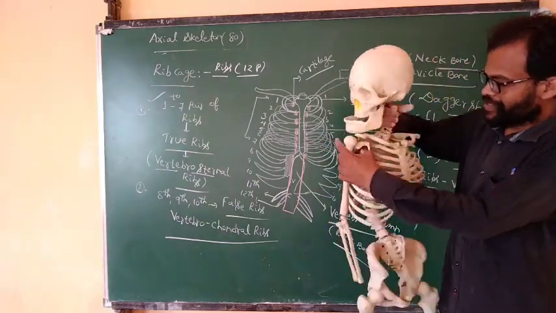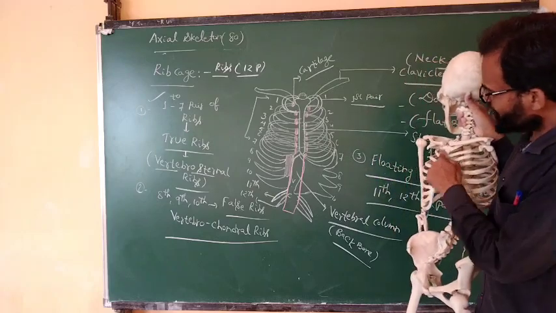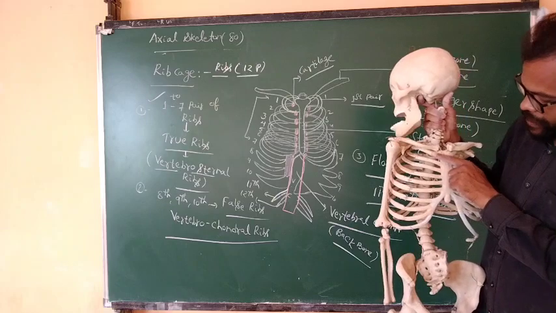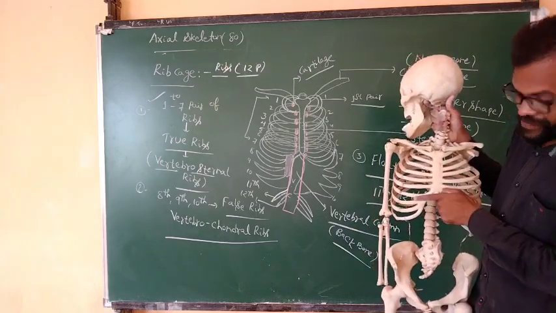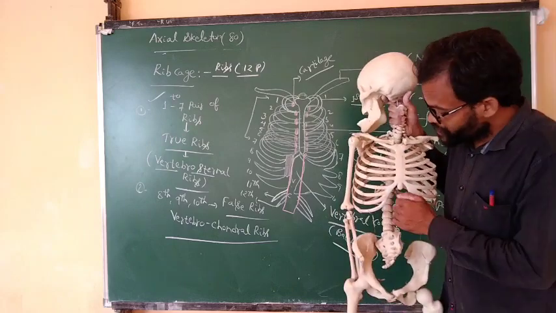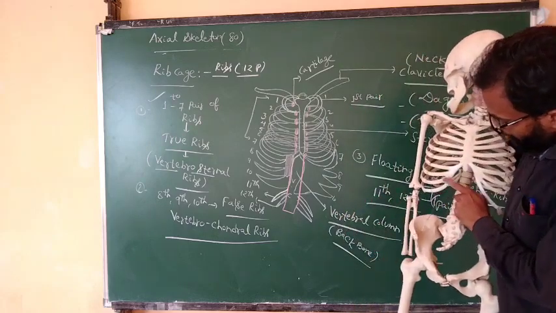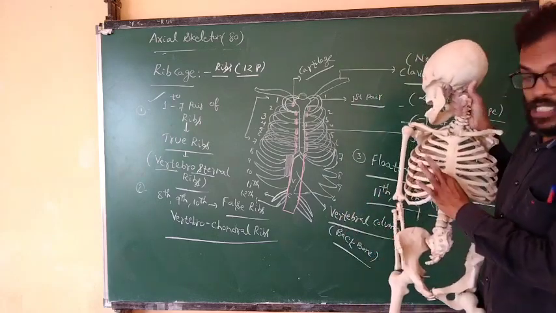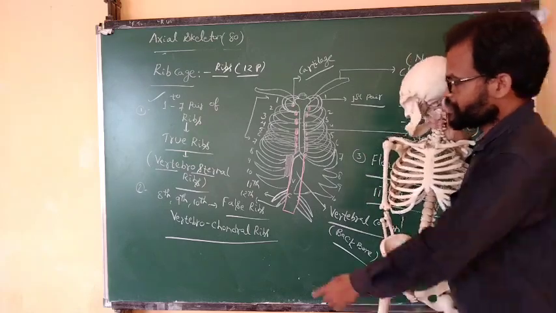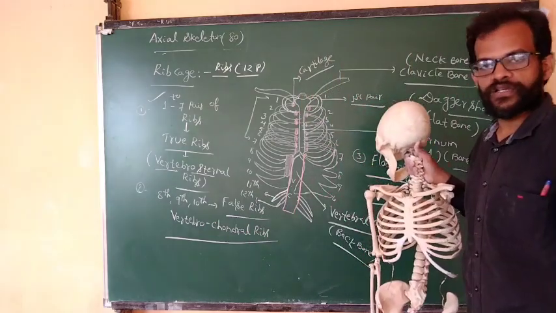It is a flat bone. Flat bone means sternum. Next one, first pair, second pair, third pair, fourth pair, fifth pair, sixth pair, seventh pair. These 7 pairs are nothing but true ribs. Next one, 8th, 9th, 10th. These 3 are attached to the 7th one as well as the sternum. It is nothing but vertebrochondral ribs.